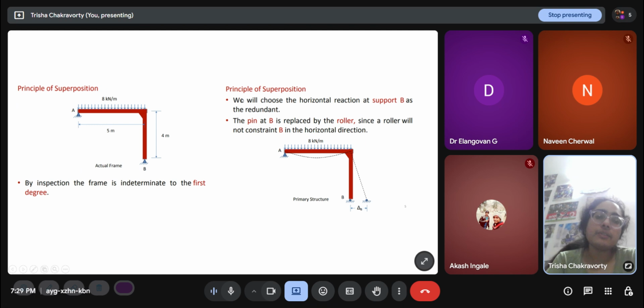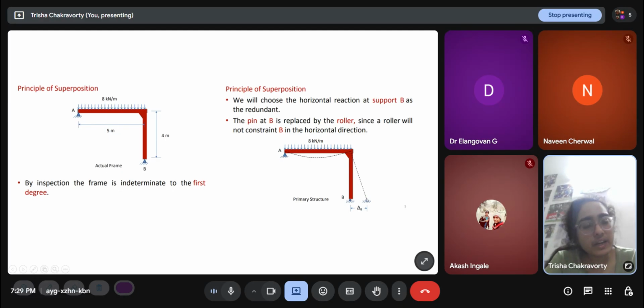So we will choose the horizontal reaction at support B as redundant. The pin at B is replaced by a roller, since a roller will not constrain B in the horizontal direction. So let's pretend this is a roller support. Now the primary structure is determinate, and it also undergoes a delta B displacement here.